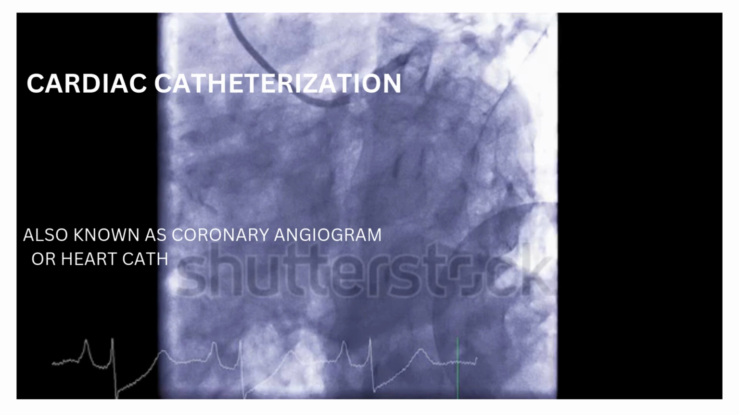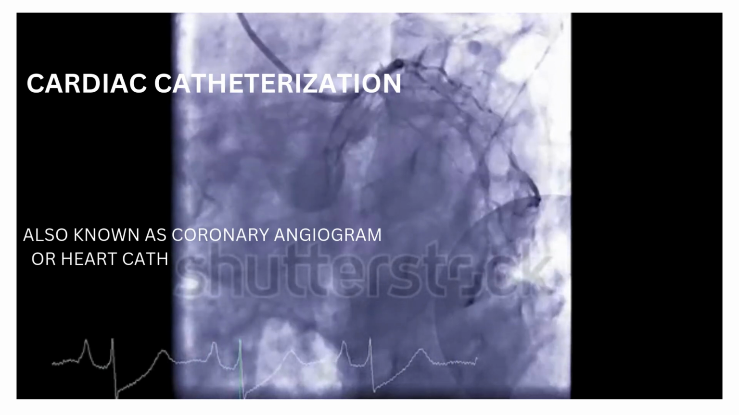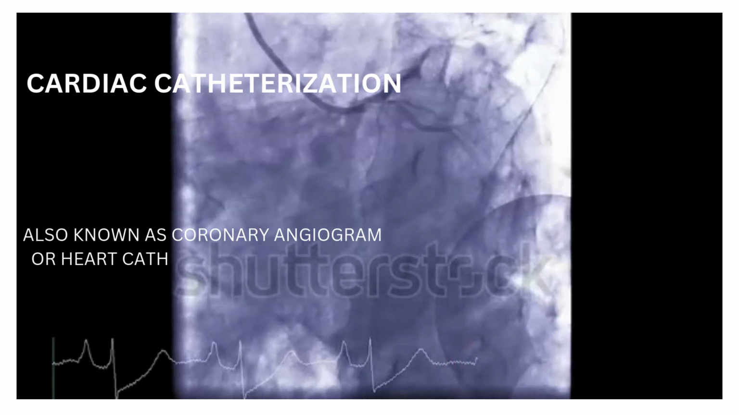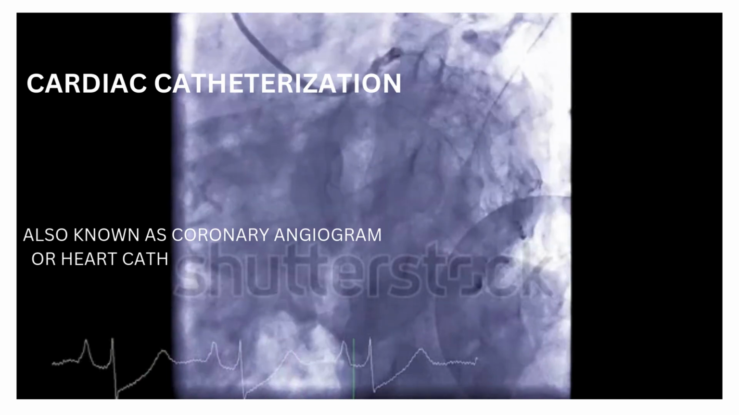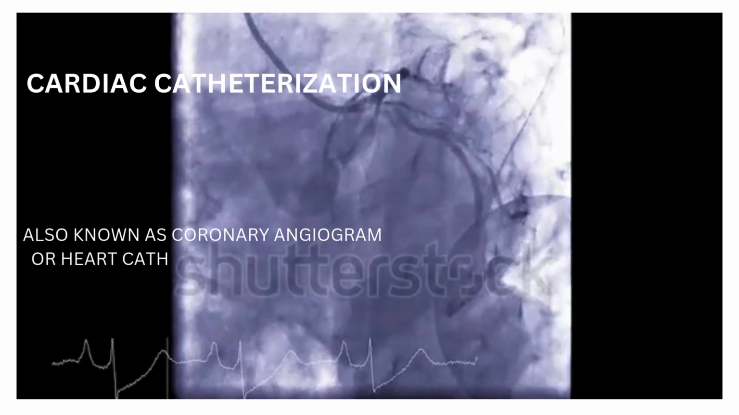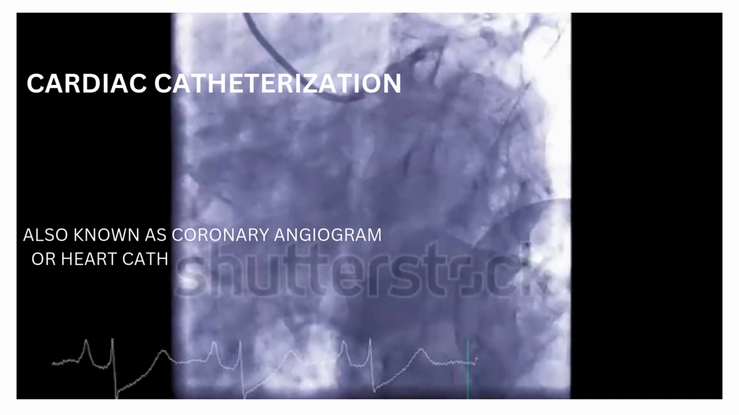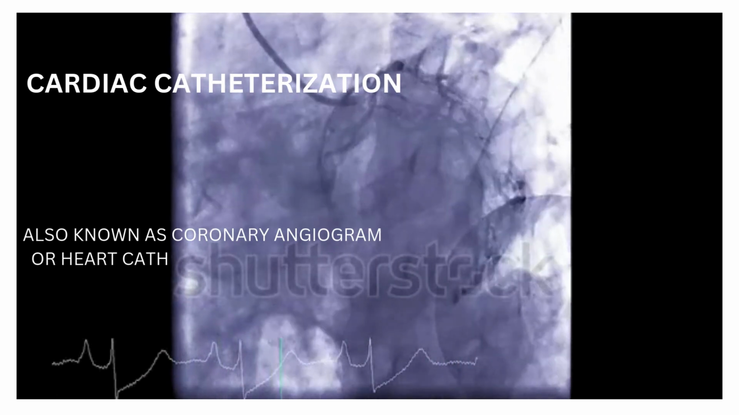If any of these three tests show signs of coronary heart disease, then patient is prepared for cardiac catheterization. It is a minimally invasive procedure. This test is also known as coronary angiogram or heart cath. In this test, a dye is injected through catheter to visualize coronary arteries and heart chambers. X-ray images and other imaging techniques are used to visualize heart and its blood vessels.